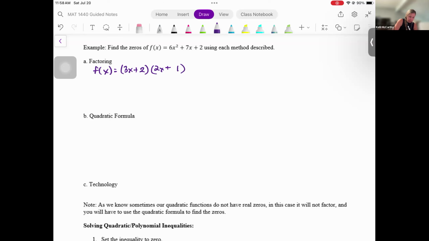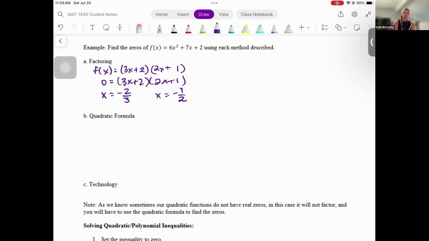Now, to find the zeros, you're just setting your function equal to 0. So 3x plus 2 times 2x plus 1 equals 0. And the zero product property says that we're going to take each of those factors and set them equal to 0. We would get x is equal to negative 2/3, and x is equal to negative 1/2. And these are the zeros of that function.